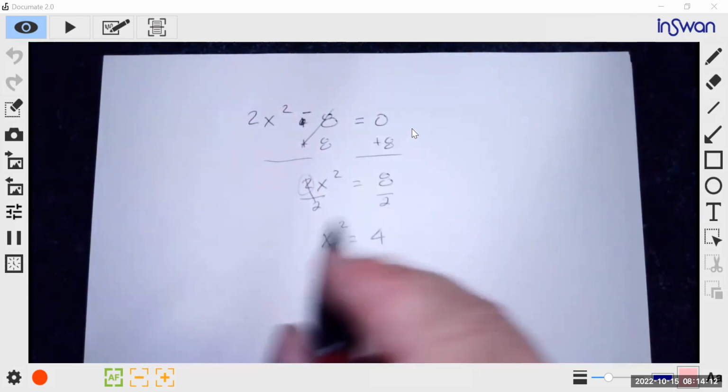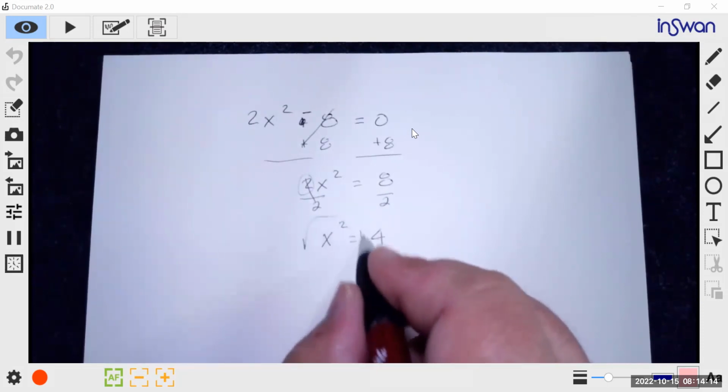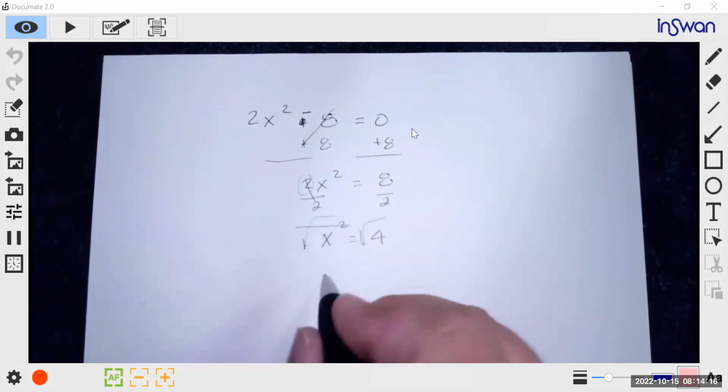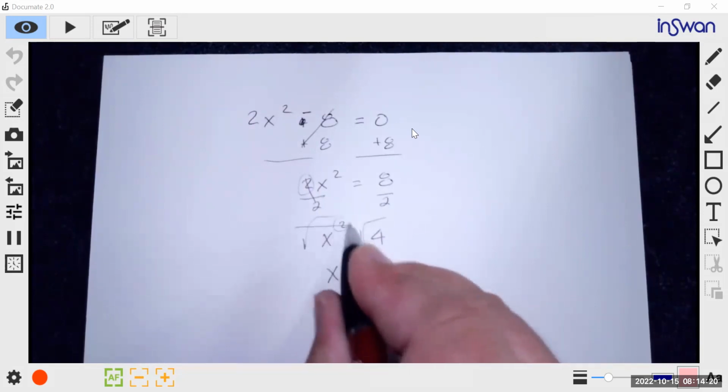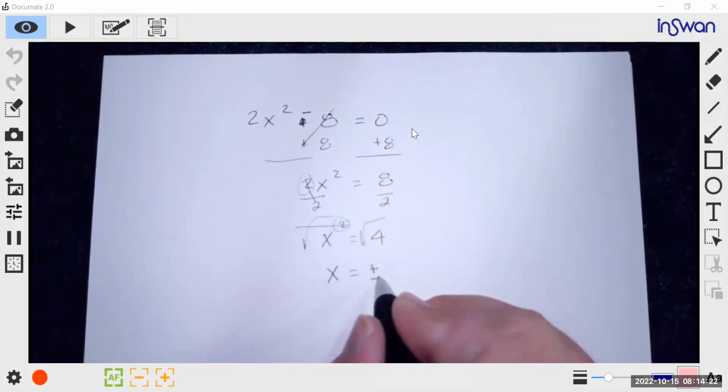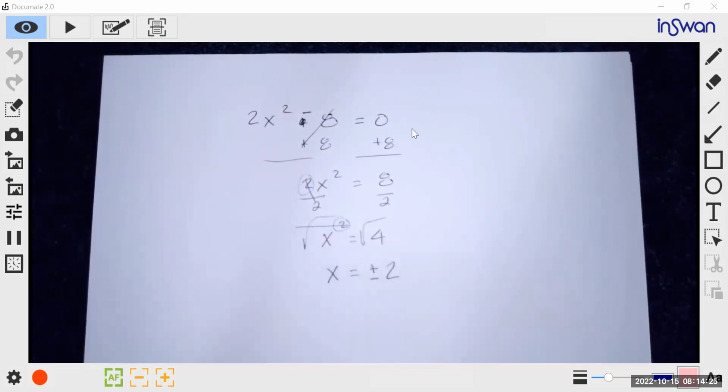X squared equals 4. Square root both sides. The square and the square root cancel. Since I square rooted a squared term, it becomes a plus or minus. Square root of 4 is 2.